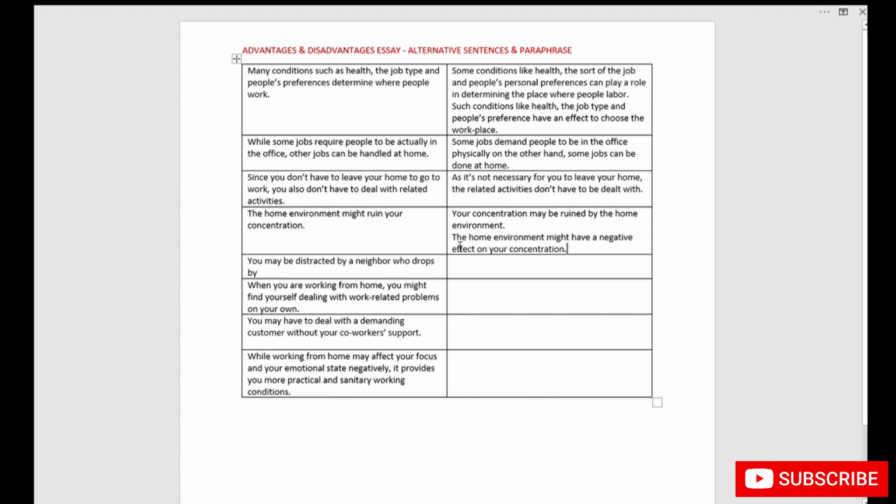And the next one, you may be distracted by a neighbor who drops by. Now, drops by means to visit someone unannounced. And I can say, your focus might be ruined by a neighbor who decided to visit you suddenly. Or instead you can say, who decided to visit you unannounced.